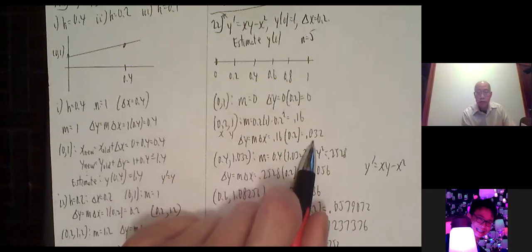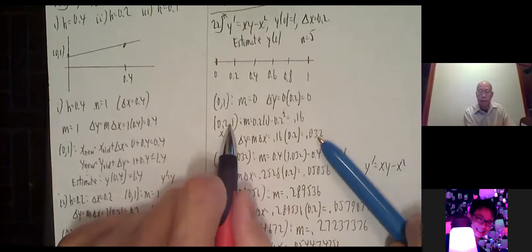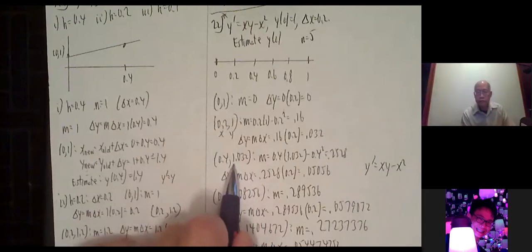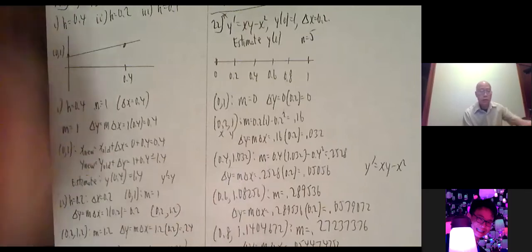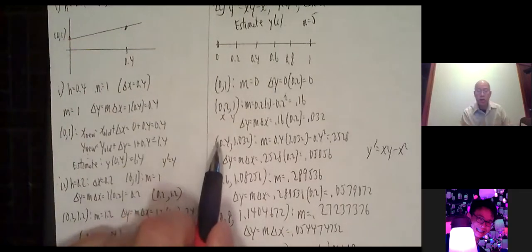Okay, so that's my delta y. The new y value is the old y value plus the delta y. So 1 plus 0.032, 1.032. You can see the calculations get real messy after a while. Okay, so just keep doing it again. That's 2 down and 3 to go, I guess.